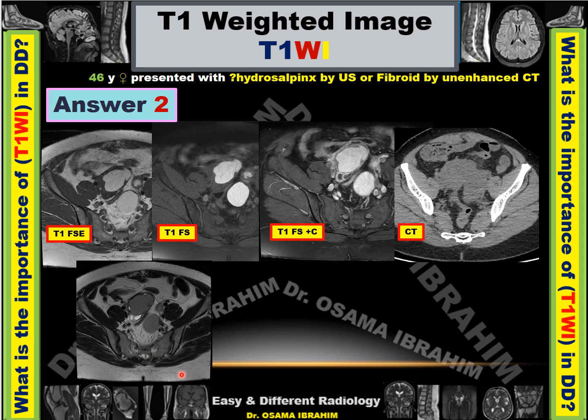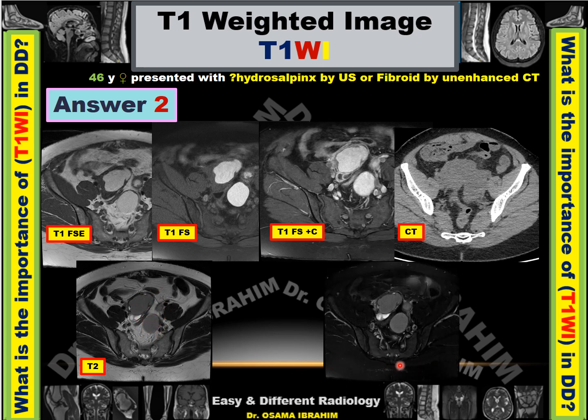What about this sequence? In this sequence, the subcutaneous fat appears bright, and the normal follicles within the ovary also appear bright. So this is a T2 spin echo sequence. What about the lesions? These two lesions appear as slightly intermediate signal in T2, as we see here and there. So this is T2 also, because the follicles still appear bright.